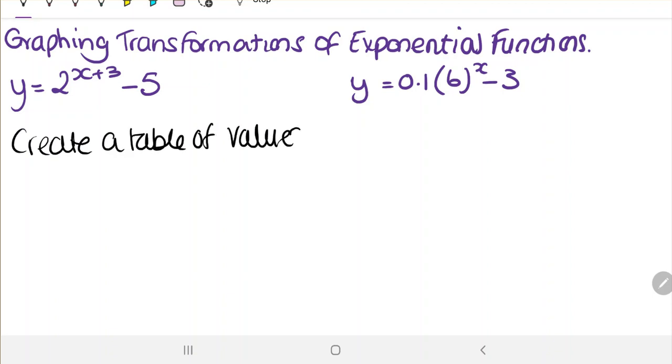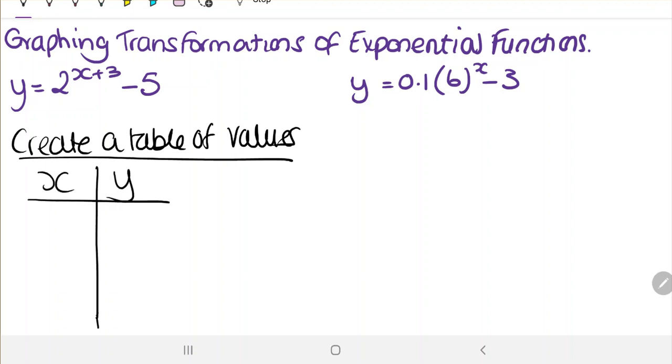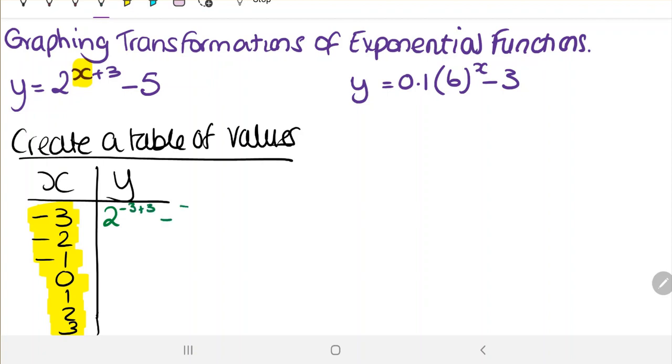Now we need values for x and y. So we're going to use -3, -2, -1, 0, 1, 2, and 3. And we're going to just substitute in, instead of x, our values here to calculate y. So 2 to the power of -3 plus 3, minus 5. And then we will have our new y value to plot.